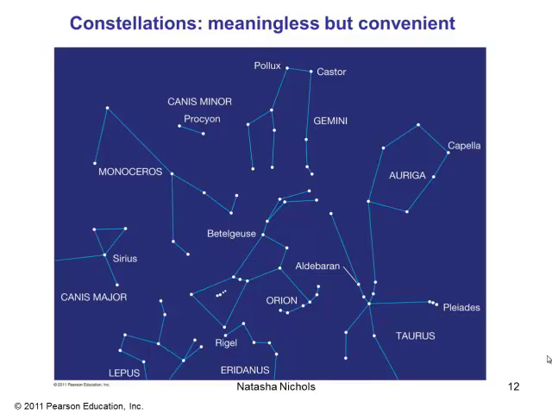There are 88 official constellations with clearly defined boundaries. Of these ancient constellations, 48 are still in use. Now remember, constellations are meaningless, but they can be convenient in terms of pointing you in a direction in the sky. Here are some of the popular ones. The most well-known, Orion on the bottom here, with a little bit of imagination looks like a hunter. Constellation Gemini, Canis Major, Taurus, and so on and so forth.